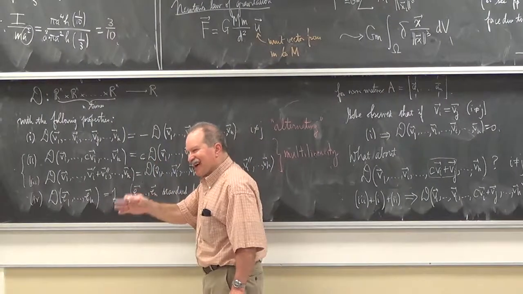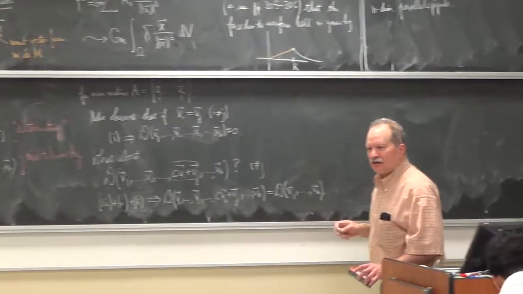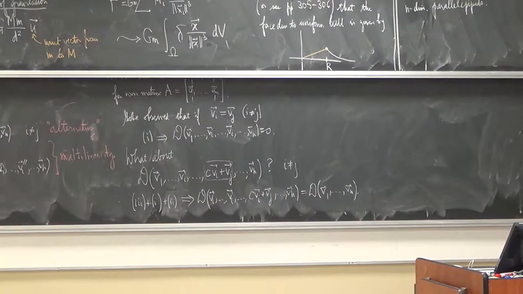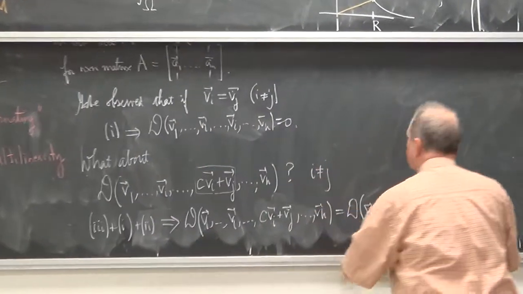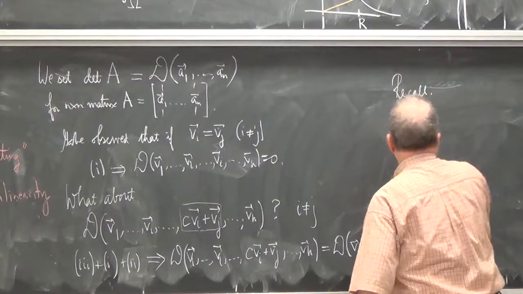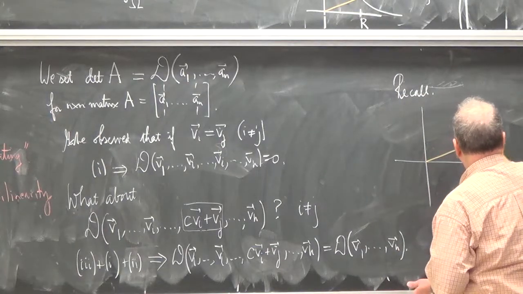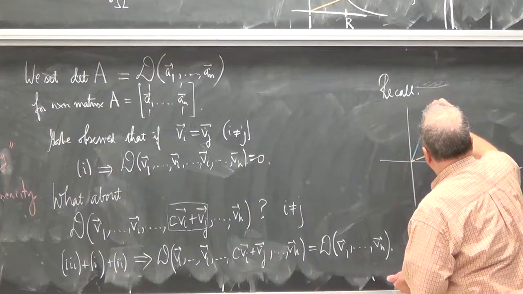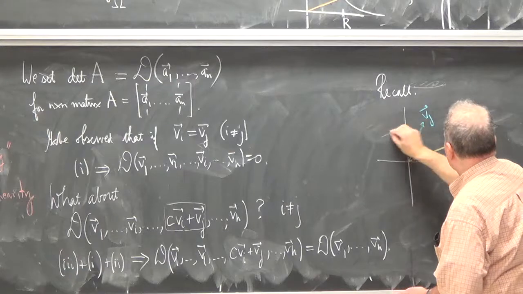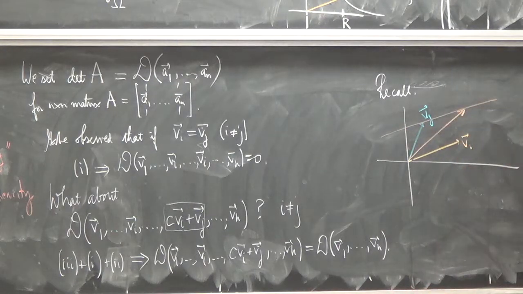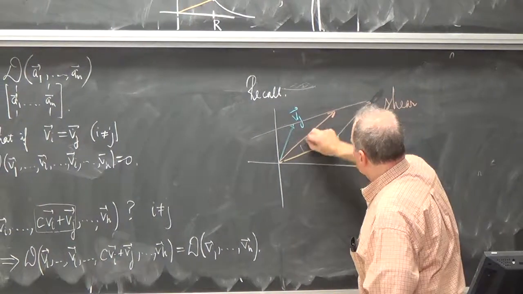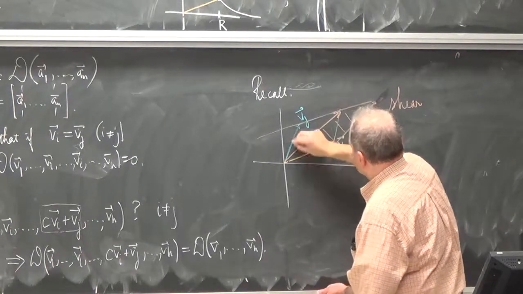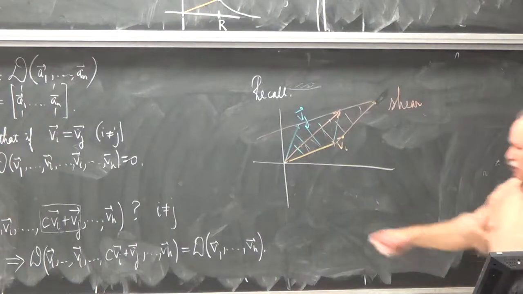But if you have a multiple of one vector added to another, what's the geometry of this? When you add a multiple of one vector to another, what's going on geometrically? If I had Vi here and Vj here, and I added a multiple of Vi to Vj, you're sliding the corner. What's the word? Shear. Shearing the parallelogram doesn't change the area in this case, or the volume in general. That's what this property is saying.